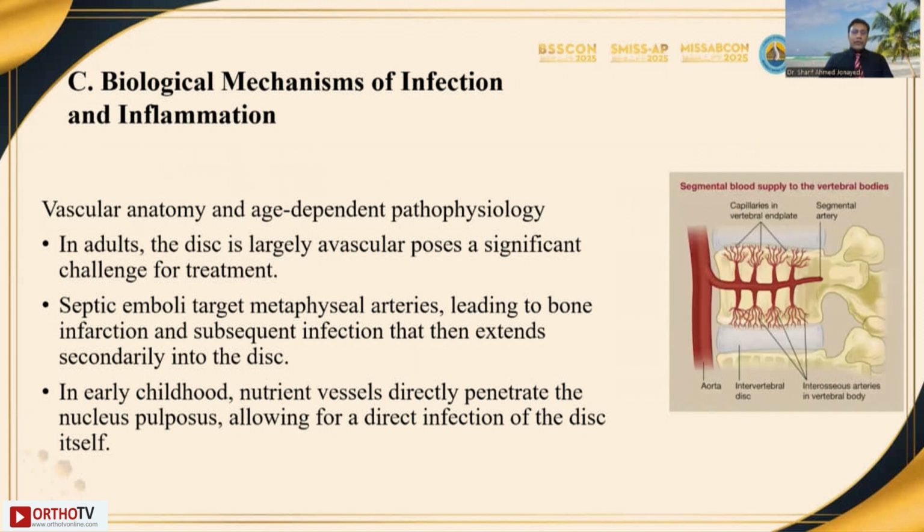The anatomy is very important because in adults the disc is an avascular structure, and it is basically supplied from the end plate, which is supplied by metaphyseal vessels. When there is emboli formation in the metaphyseal vessels, it causes lysis and destruction, ultimately spreading to the disc. In children, usually the metaphyseal vessels penetrate the disc. So that's why direct inoculation can be possible.